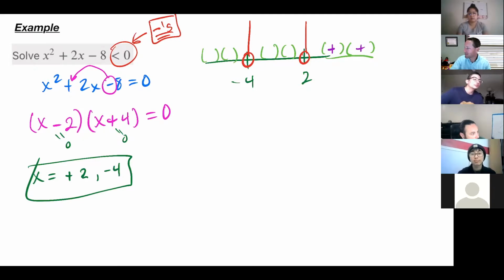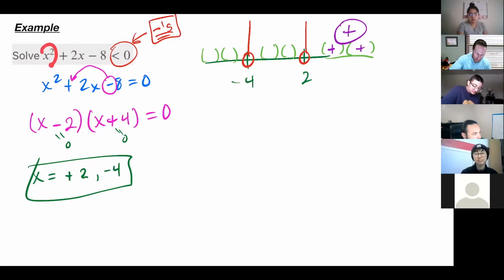Maybe. Sometimes. Depends on the problem. So that's my point. Make it simple. Just pick something way out here and see if it's positive or negative. And if we multiply those, then we know everything to the right of 2 is going to be positive. Now pick something between -4 and 2. What's something really nice? 0.